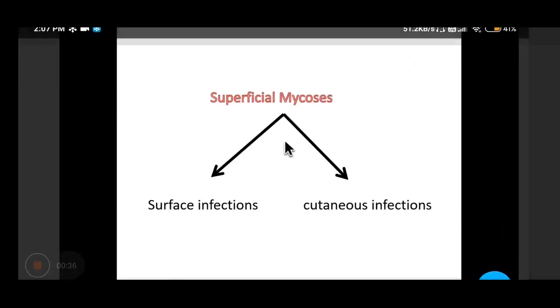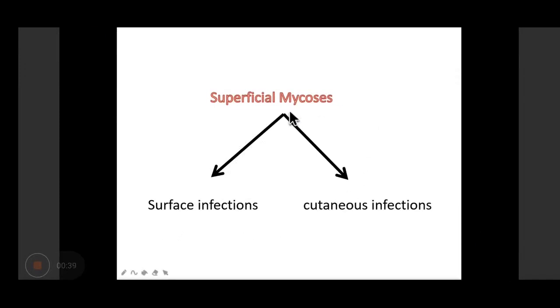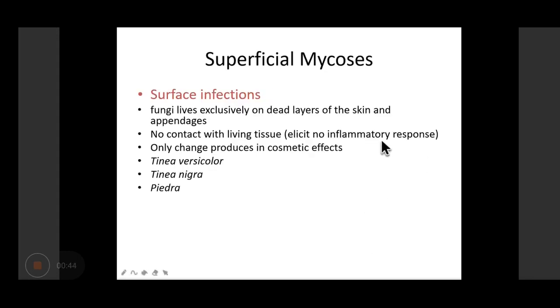Superficial mycoses are classified into surface infections and cutaneous infections. Surface infections are the ones where the fungus lies exclusively on the dead layer of the skin and the appendages. Here there is no contact with living tissue, so this will not elicit any inflammatory response. The changes produced are mainly of cosmetic effect. The diseases which come under superficial mycosis are tinea versicolor, tinea nigra, and piedra.